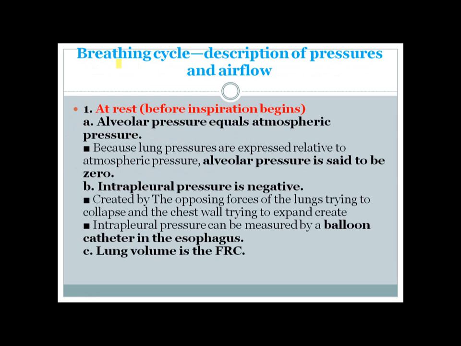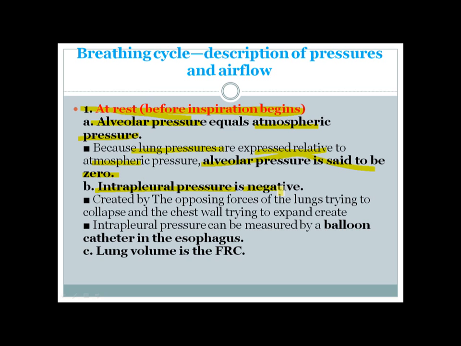Now let's talk about a very important concept, which is the breathing cycle. In the breathing cycle, you have inspiration and you have expiration. So at rest, before inspiration begins, what happens to the pressure in the lungs? You have two important pressures: the alveolar pressure inside the alveolus and the interpleural pressure, which is in the pleural cavity. At rest, before inspiration begins, the alveolar pressure is equal to the atmospheric pressure, which is why there is no exchange of air between the alveoli and the atmosphere, because there is an equilibrium. And as lung pressures are expressed relative to atmospheric pressure, the alveolar pressure is said to be zero.